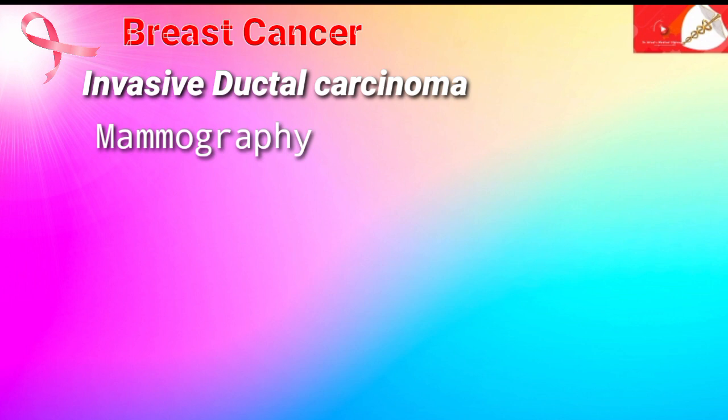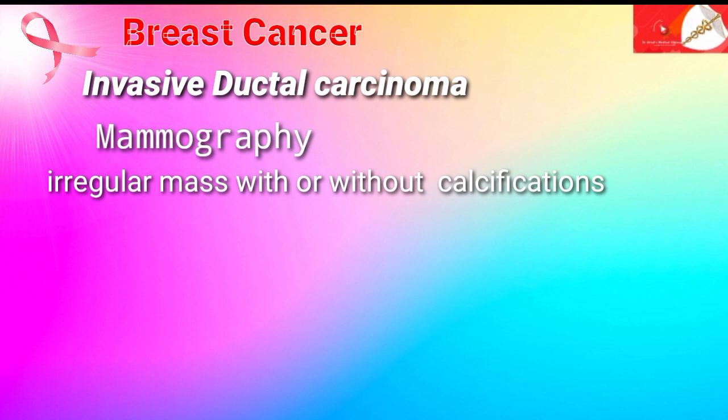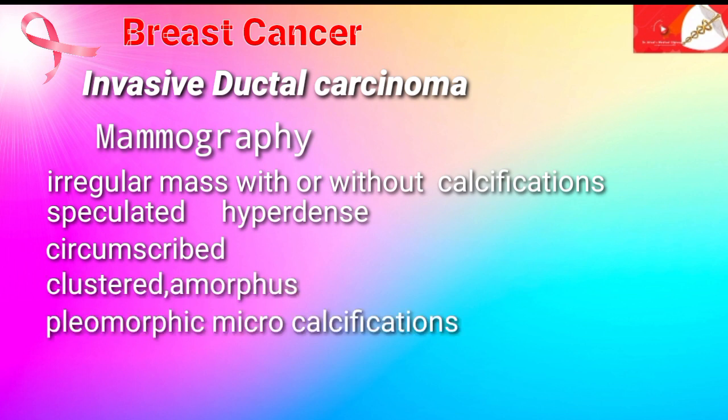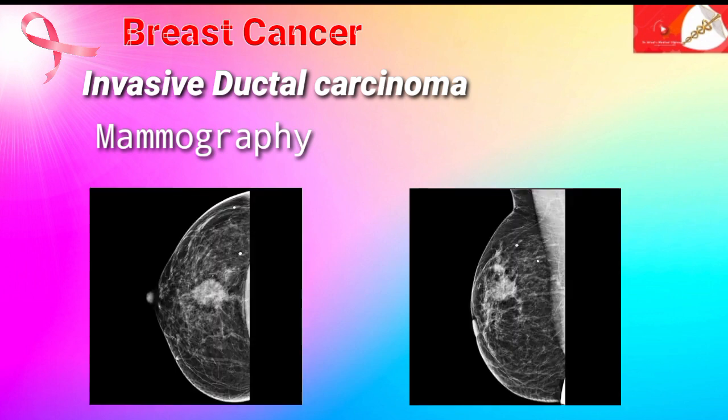Mammography in invasive ductal carcinoma shows an irregular mass with or without calcifications, spiculated and hyperdense, circumscribed, with clustered, amorphous or pleomorphic microcalcifications. In these mammographic views, craniocaudal and mediolateral oblique, of a case of invasive ductal carcinoma, you can see a mass with irregular and spiculated margin and internal microcalcification at the upper central portion of the breast.